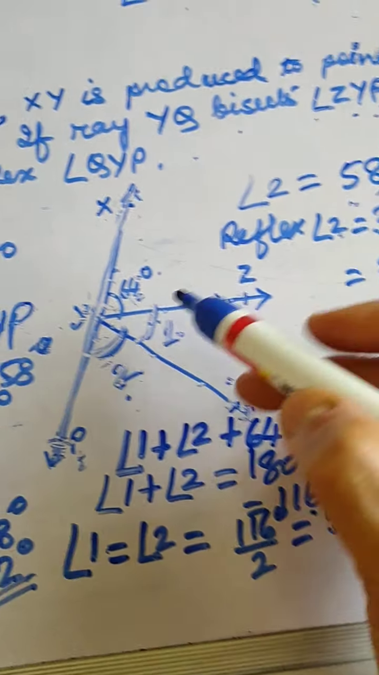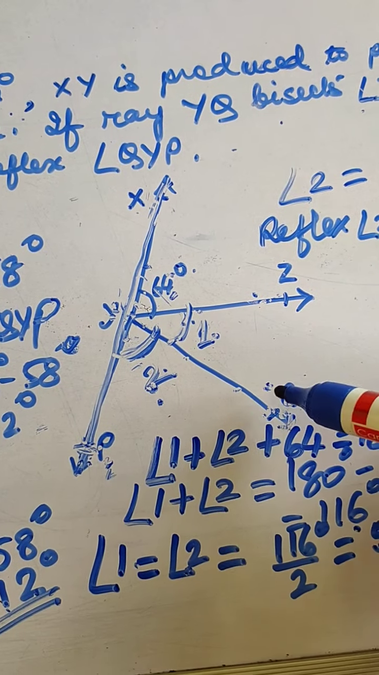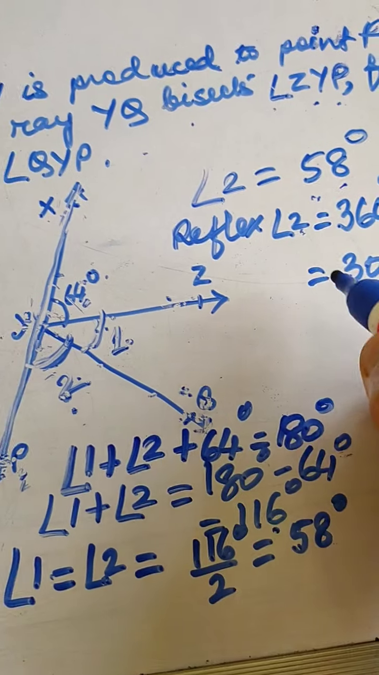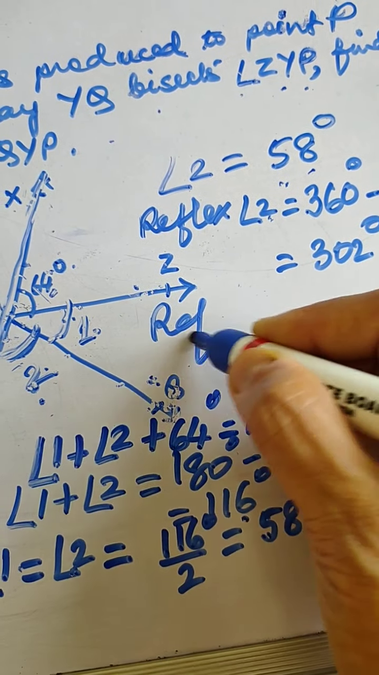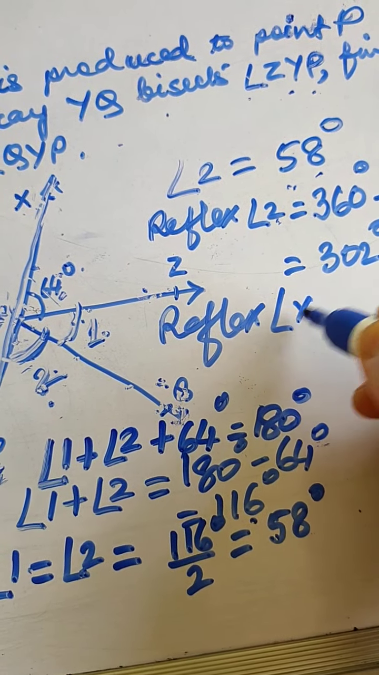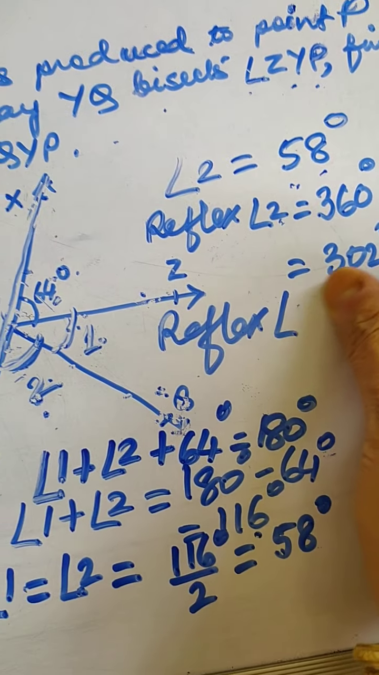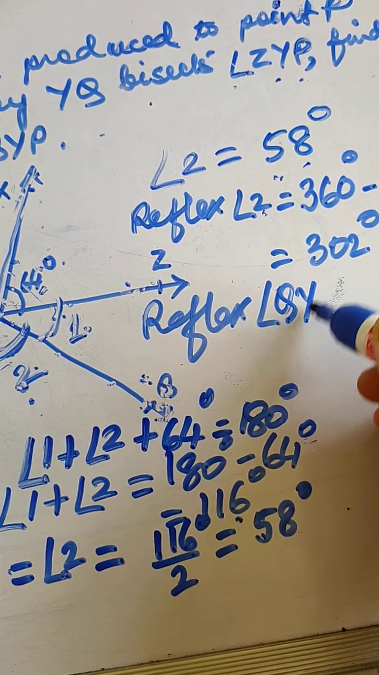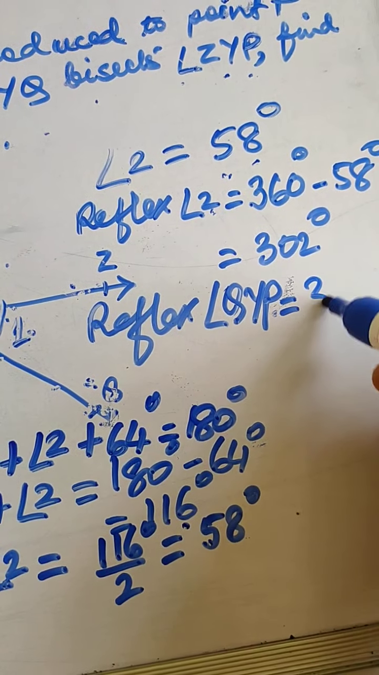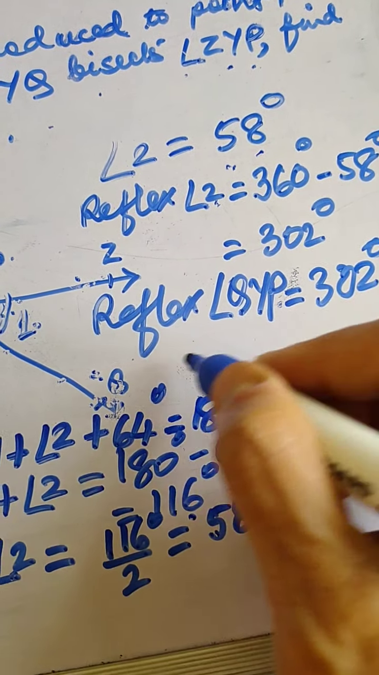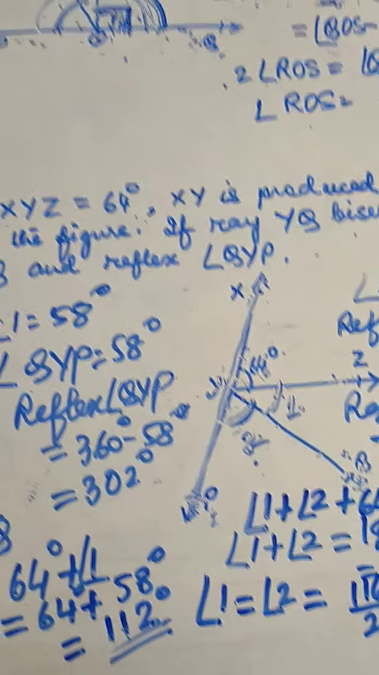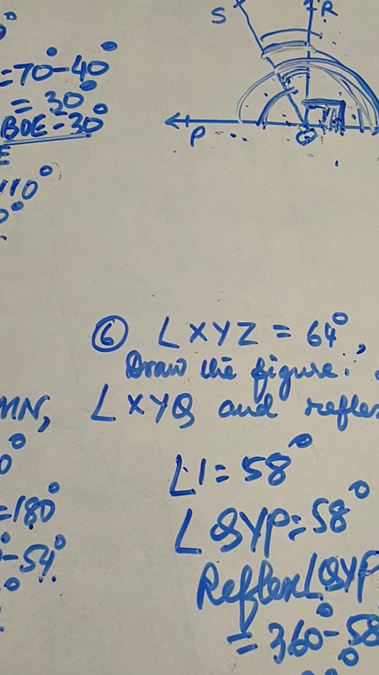Then reflex angle 2, now you give the original name, so angle 2 is nothing but QYP. So we can write now reflex QYP equal to 302 degree. Then you can underline. I hope all the explanations are clear to you.